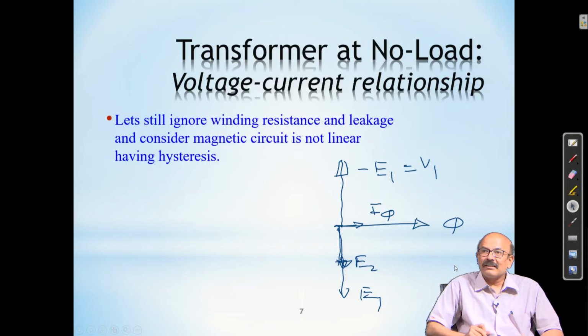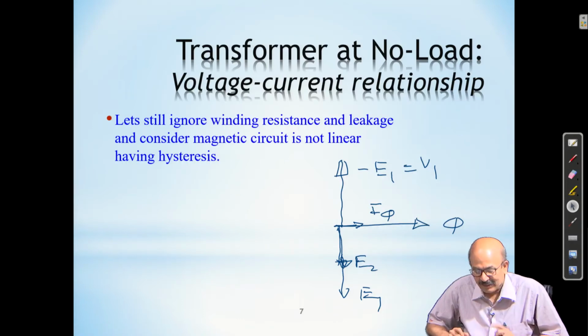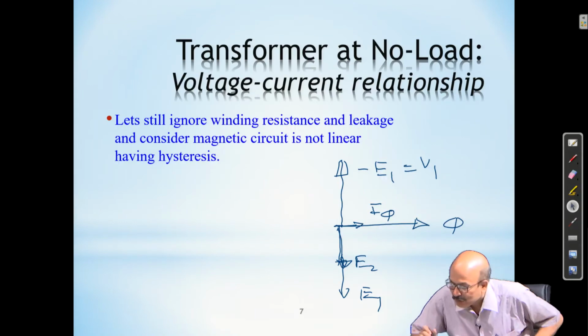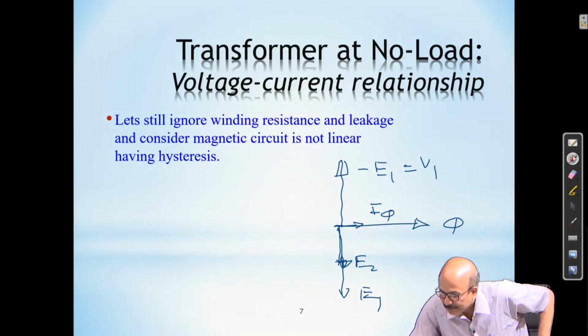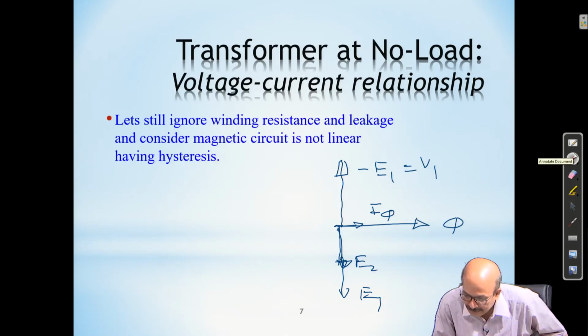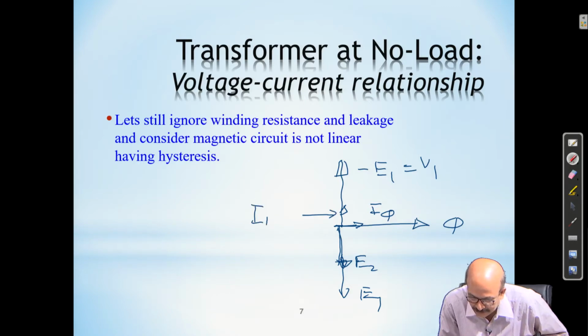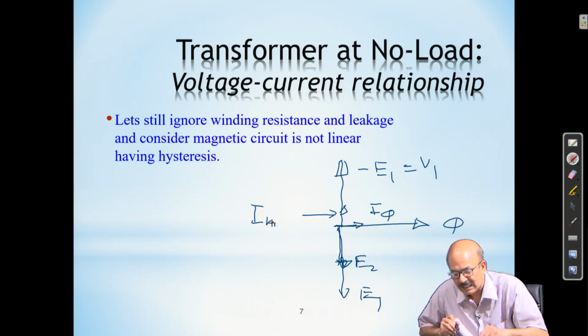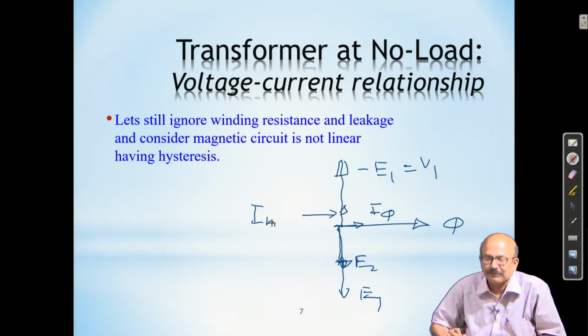Not linear and having hysteresis. We have checked that last time. When you consider hysteresis, we have a new component coming in. May I have different colors? Anyway, that component will be in this part, the hysteresis component. So we can say this is the hysteresis component in phase with V1. So V1 and IH will be the hysteresis loss.